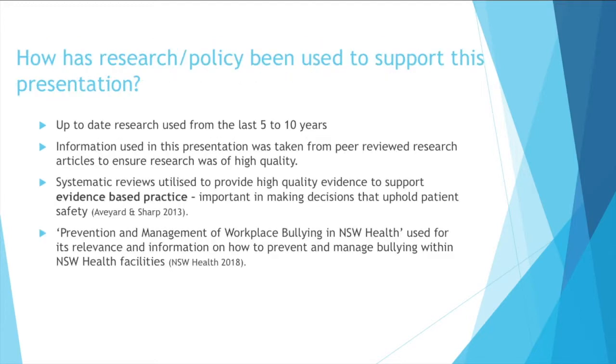So how has research and policy been used to support my presentation? Well, to ensure high-quality research was used, information was taken only from peer-reviewed research articles, which were written in the last 5 to 10 years. Systematic reviews were utilised as they reviewed multiple studies in a systematic and rigorous way. Therefore, the research used is of high quality to best support evidence-based practice, which is important in the nursing profession for making decisions that best uphold patient safety. The policy Prevention and Management of Workplace Bullying in New South Wales Health was used as it is relevant to the topic being discussed and provides information on steps healthcare facilities within New South Wales should take to prevent and manage bullying.